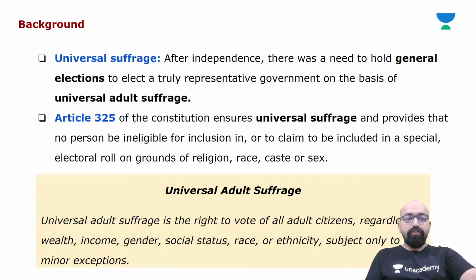So Article 325 of the Constitution ensures universal suffrage and provides that no person be ineligible for inclusion in, or to claim to be included in, a special electoral roll on grounds of religion, race, caste, or sex. Universal adult suffrage is the right to vote for all adult citizens regardless of wealth, income, gender, social status, race, or ethnicity, subject only to minor exceptions. So normally, friends, there is equal opportunity and equality among citizens in the voting process.